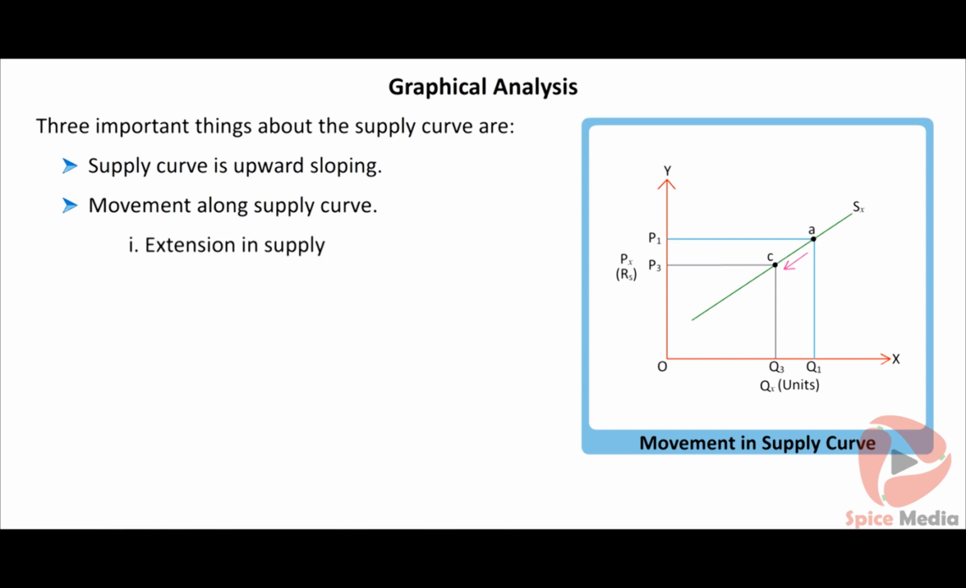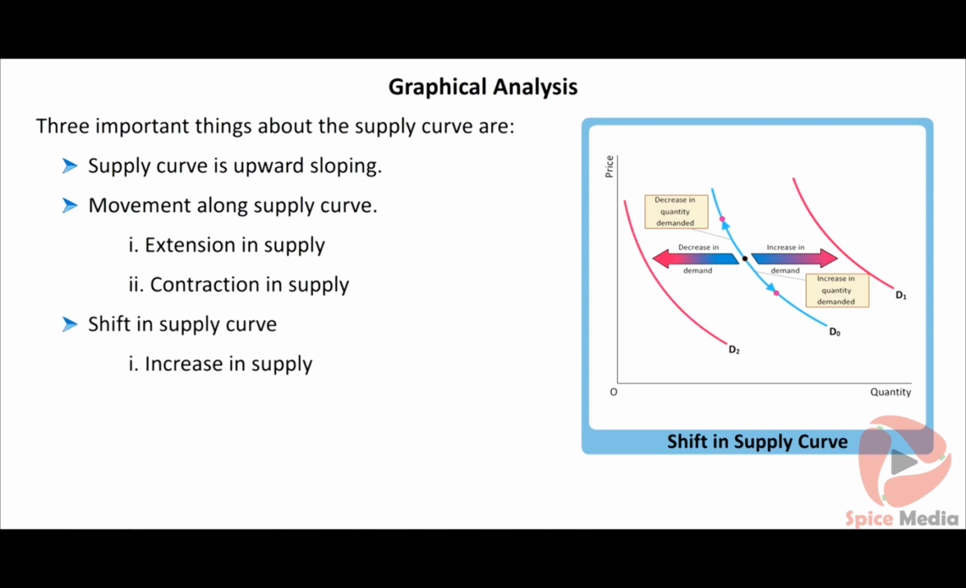Extension in supply. Higher the price, the higher would be the quantity supplied of a commodity. Contraction in supply. Lower the price, the lower would be the quantity supplied of a commodity. Increase in supply. When more units of a commodity are supplied at the same price, or the same units are supplied at a lower price, it is defined as increased supply. With an increase in supply, the supply curve gets shifted to the right.